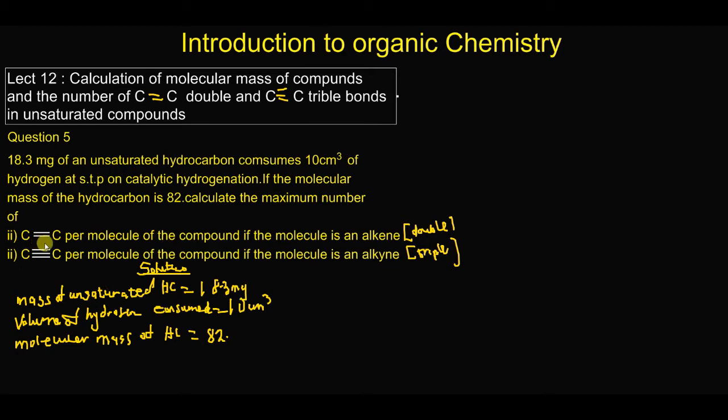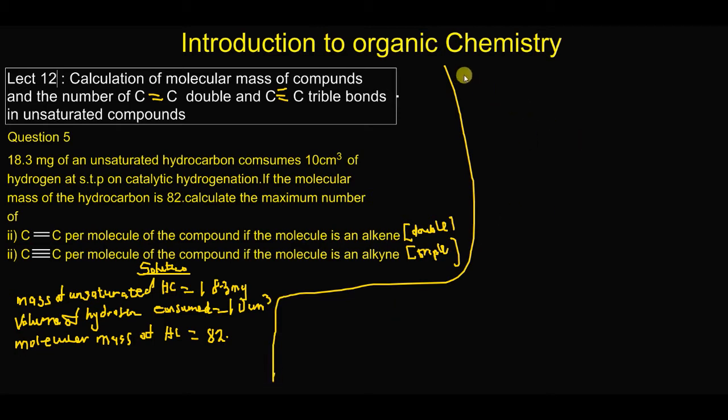Here it says how many double bonds are there. Now, in the theory it says that if you are able to know the number of hydrogen molecules that are consumed, you can relate the number of hydrogen to the number of double bonds consumed, and you can also relate it to the triple bond consumed. So we are going to do that. Quickly, let's find the mole of the hydrogen consumed. How do you do that?